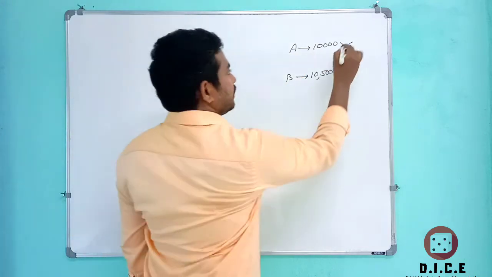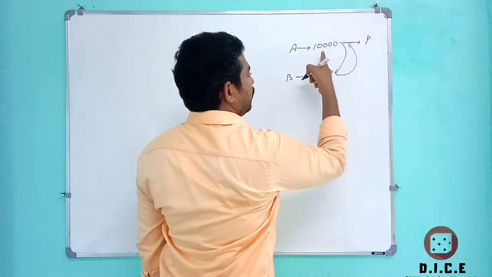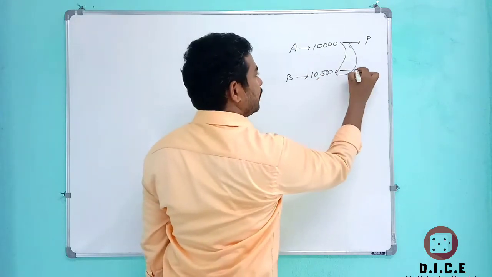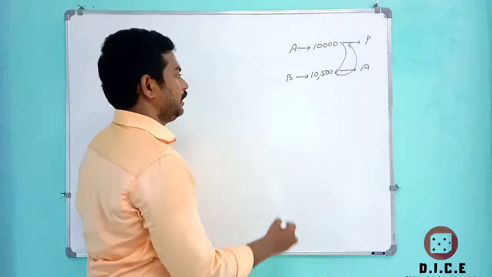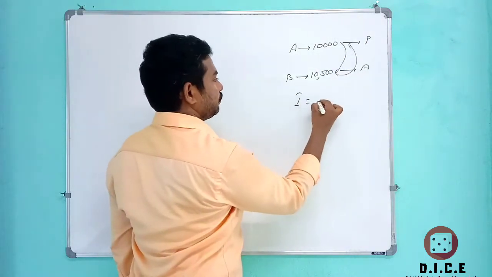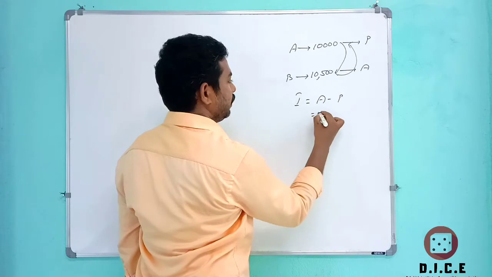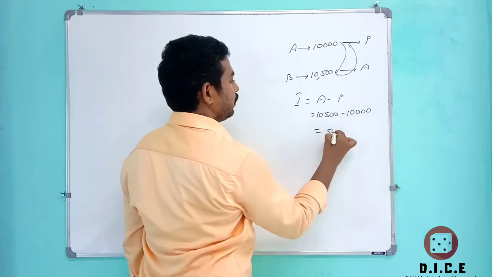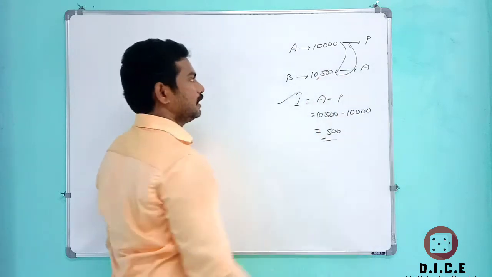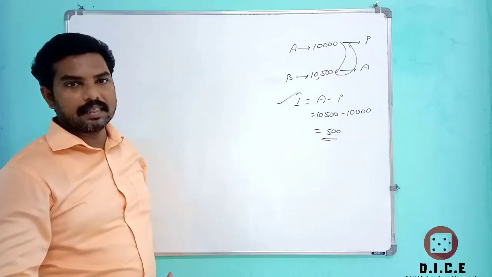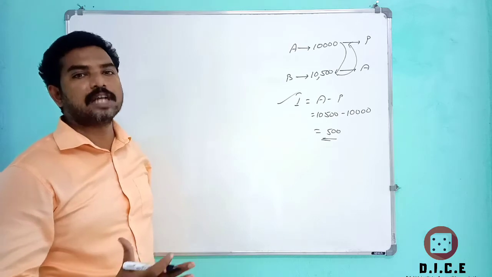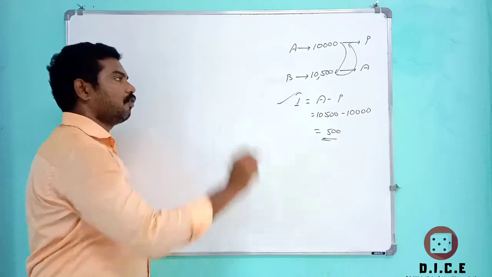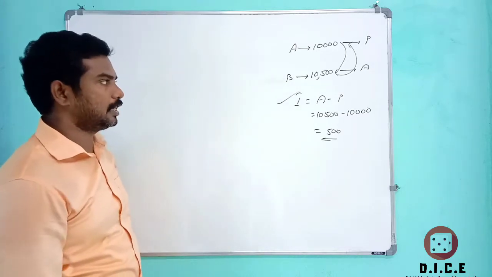So the principal value, that is what A is giving to B, is nothing but principal, and what B is giving to A is nothing but amount. So simple interest is nothing but amount minus principal. 10,500 minus 10,000 gives you 500. Therefore the interest is nothing but 500. Interest is nothing but amount minus principal in both the chapters, that is simple interest as well as compound interest. Therefore, the basic formula is interest is equal to amount minus principal.